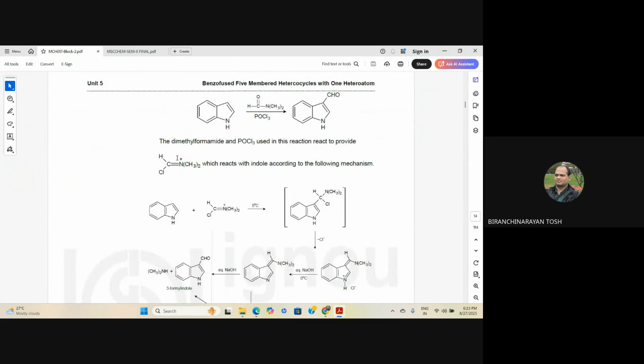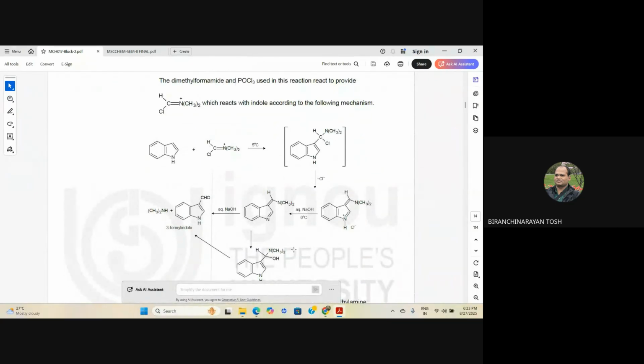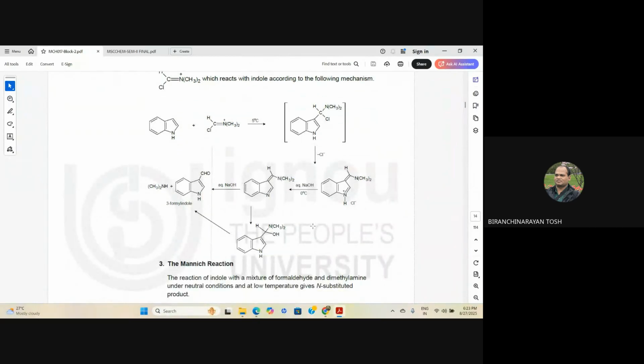Similarly, this compound also reacts with the indole according to the following mechanism, producing again 3-formyl indole.